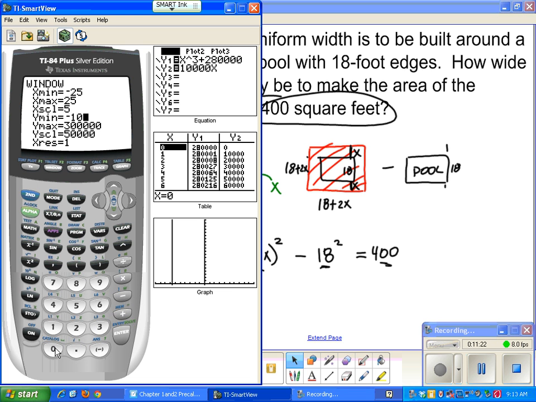And I'm going to do -10. We're not going to have a negative area, so not much there. And then I'm taking this up to 500, and I'll do a scale of 100. And let's look at a graph there. And we do see an intersection, okay? So we see an intersection at a negative point here, which is not going to be useful to us.